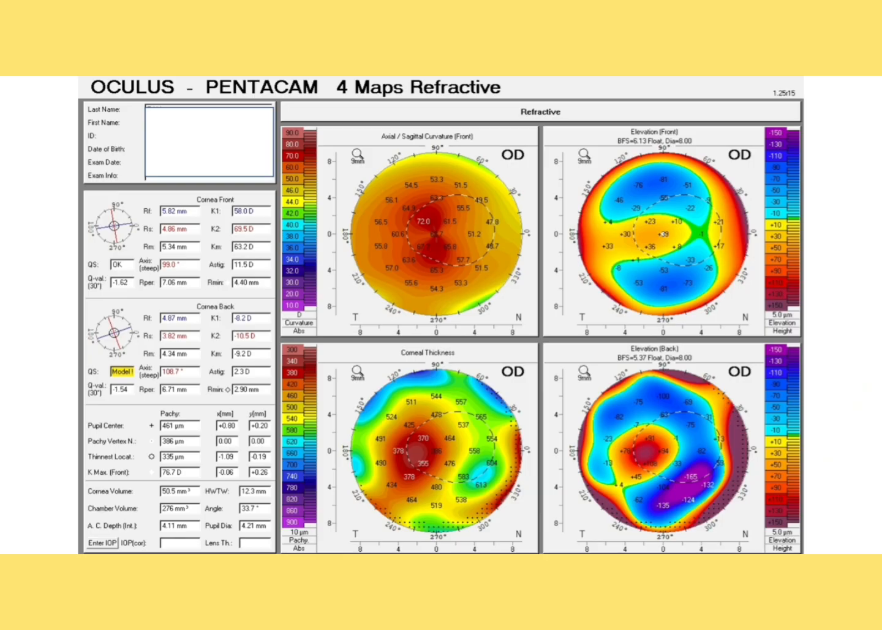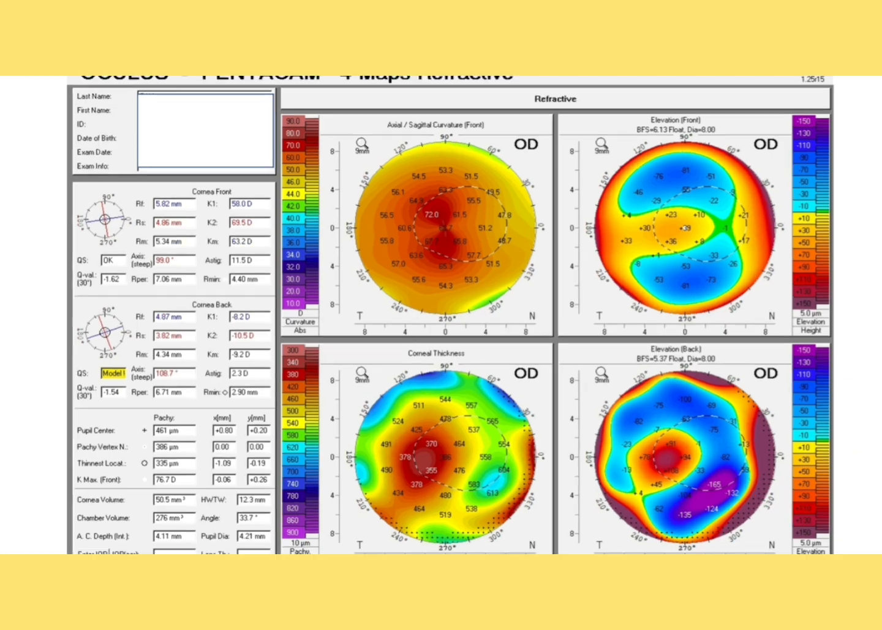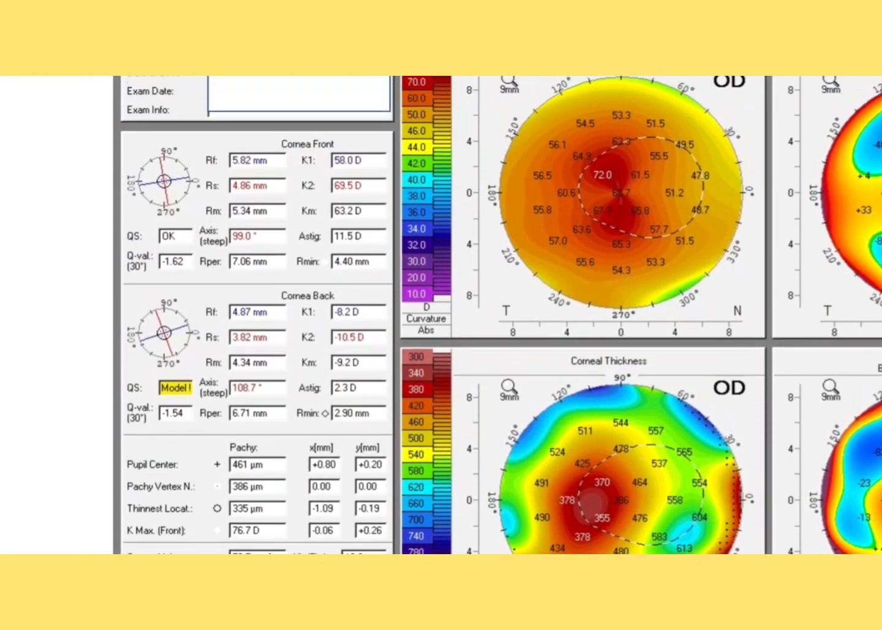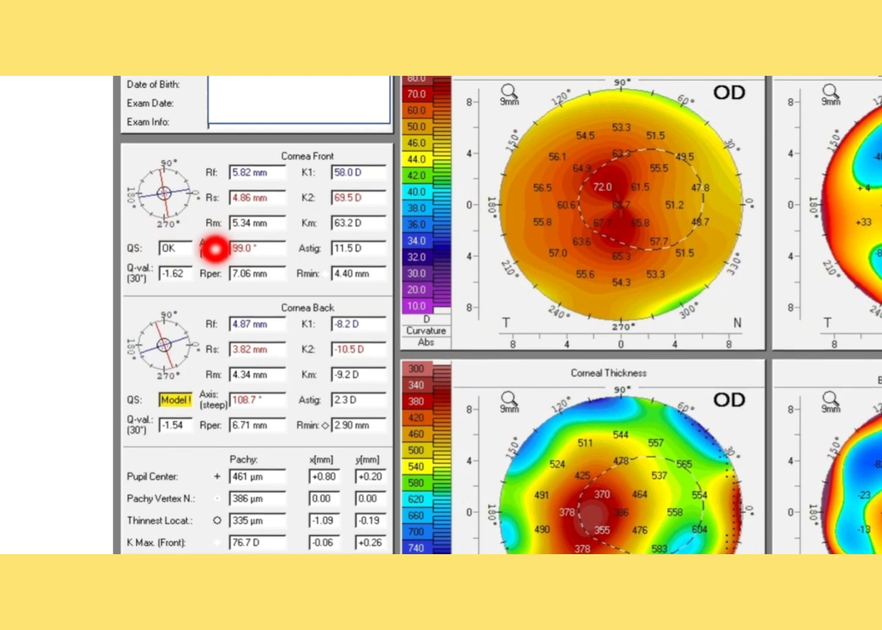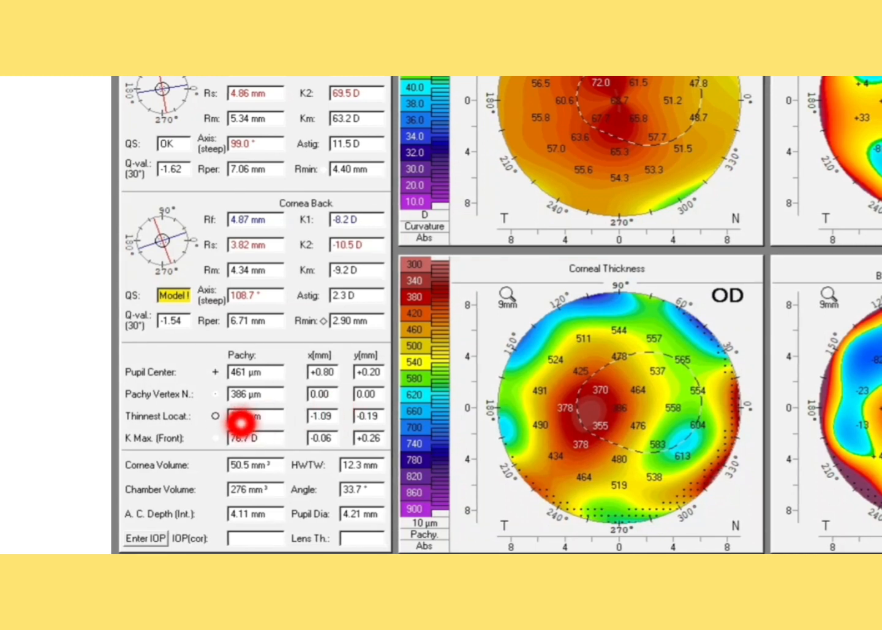Okay. Now let's read this Pentacam report. It is a case of keratoconus where you can see the QS value is within normal limit, but the Q value is more than plus minus 0.85. It is abnormal. Then the Kmax value is 76.7. That is abnormal, it is more than 55. So it is grade 4 or stage 4, right?